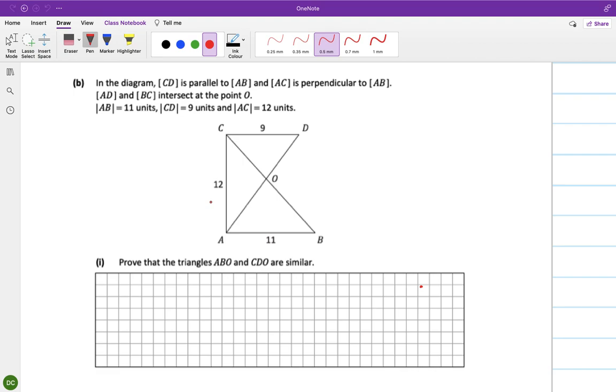So ABO is this one, and CDO, okay, are similar. So similar is equiangular. So we're looking for the same angles. They've told us that these are parallel, which means, oh, okay, this is actually grand. So I've got this.